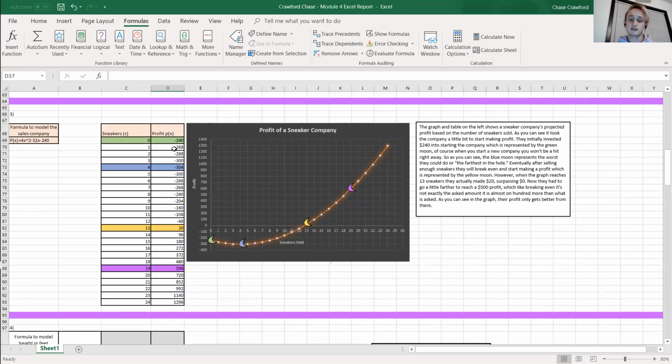Now, if we're talking about going to $500 for a profit, it's like the breaking even. It's not going to be exactly the 500. That's a 1 in I don't even know chance, but it's not happening here. If you look at the chart, you could see that at 19 is the closest you can get to it, and it's almost 600. So it's the closest you're going to get to it.